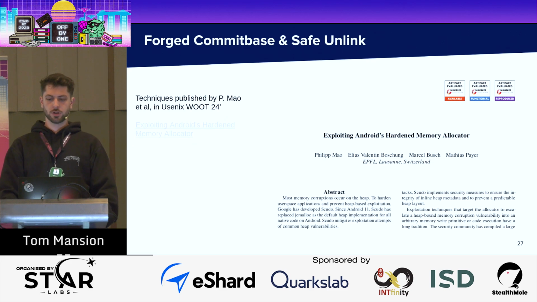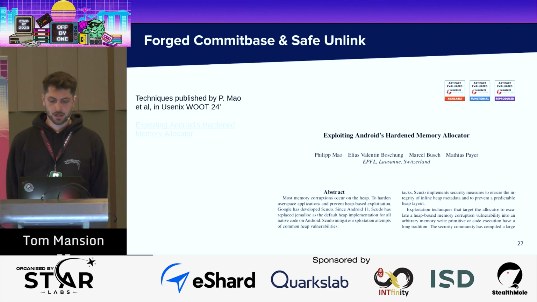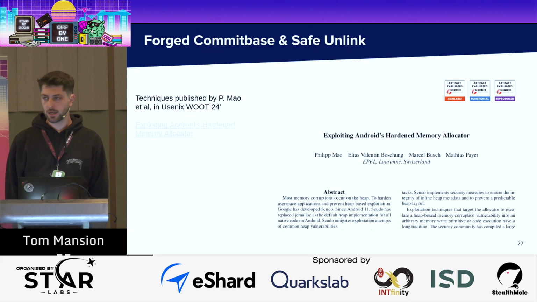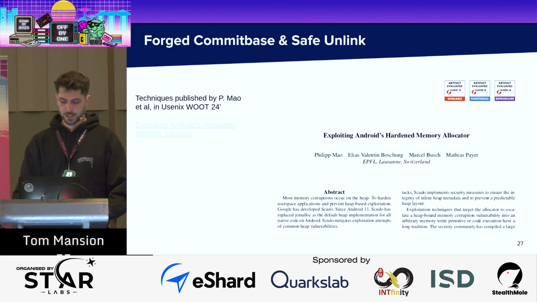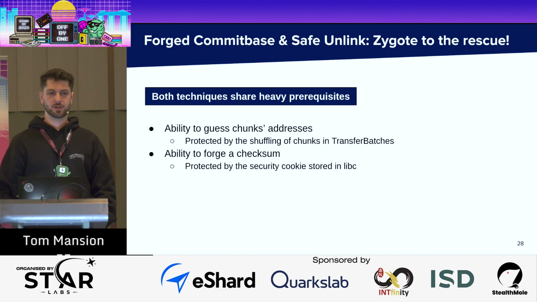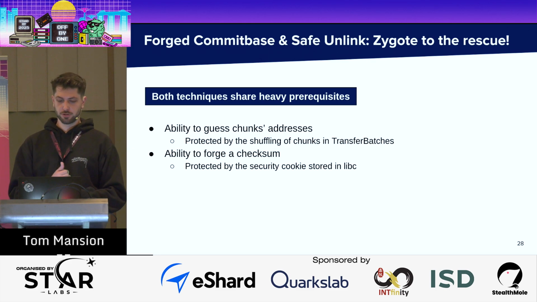These two techniques were published recently by researchers over at EPFL in Switzerland. I really recommend reading this paper, it's great. Basically, they introduce the techniques we're going to talk about and they demonstrate one of them by backporting an old CVE to Android 14 and exploiting it with the forged commit base technique. Both of these techniques share heavy prerequisites. You need to be able to guess the address of next allocations, and you need to be able to forge a checksum. And you cannot really do either of these in a regular context.